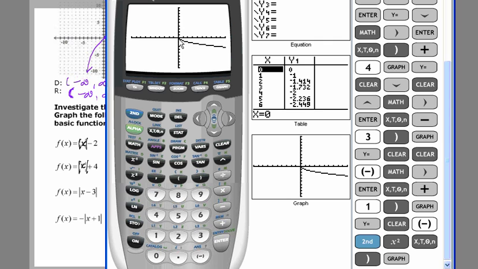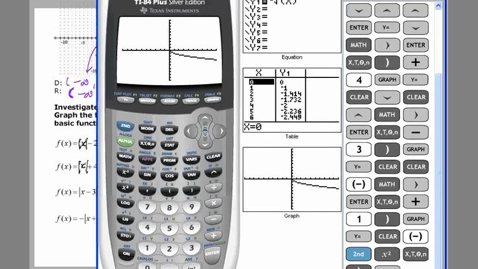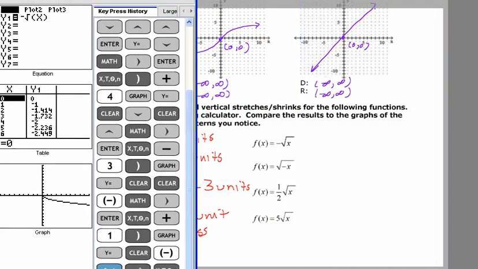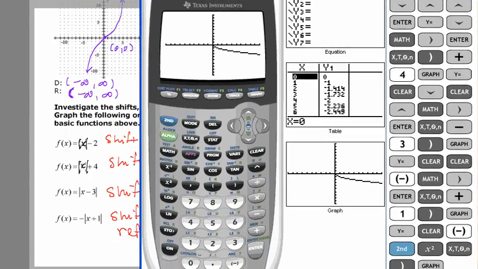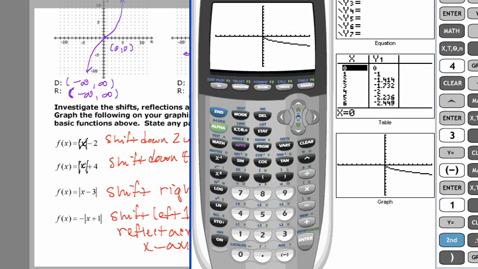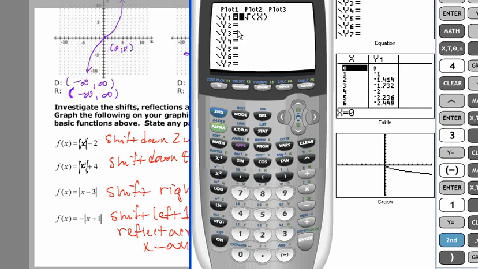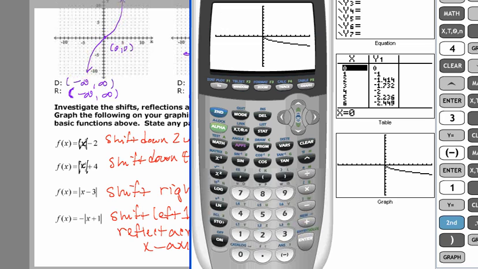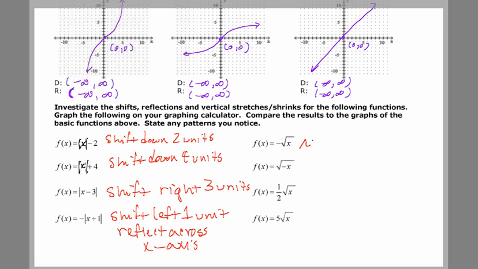Normally, the square root looks like this. It's up here at the top. But here, the minus in front causes it to reflect across the x-axis, and that's what I had, right? Yep. So that negative in front causes it to reflect across, again, the x-axis. So let's write that out. Reflect across the x-axis.